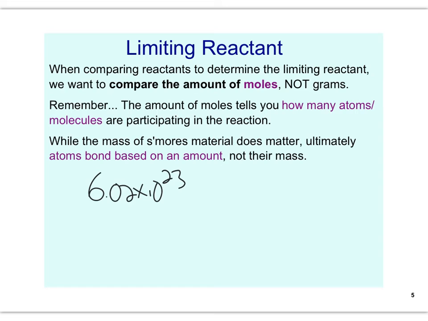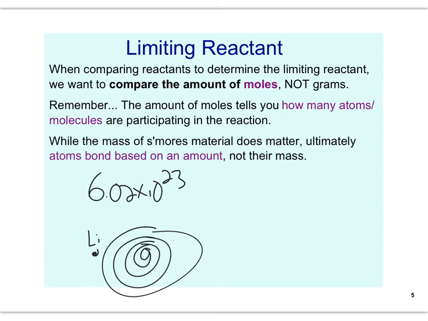And the reason that we need to know that is, if we picture a lithium atom bonding to something huge like an iodine atom, which has tons of energy levels, right? Atoms don't care about the physical size. So ultimately, when we are doing these reactions, we need to compare numbers of moles, not grams. And the reason for that is while the mass of something is important, ultimately atoms are going to bond based on an amount. They're going to bond based off the number of atoms, not on the actual mass of the atoms.